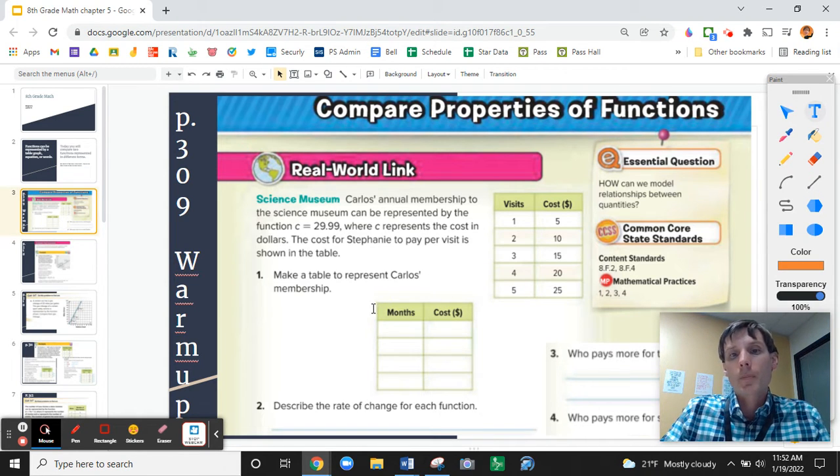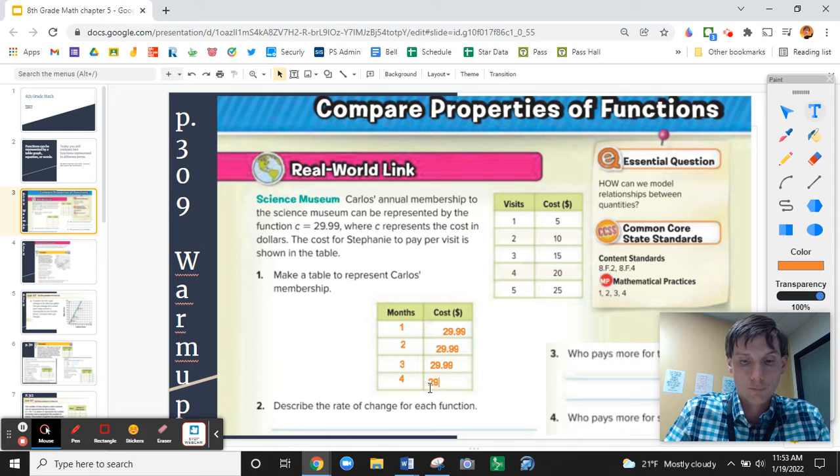It says in order to compare them, let's make a table for Carlos. Well, we see Carlos has this annual membership. Annual means, of course, for 1 year. So he's paying the cost one time for once a year. So if he uses it for 1 month, it's going to cost him $29.99. 2 months is still $29.99, etc. All these months are 29.99.